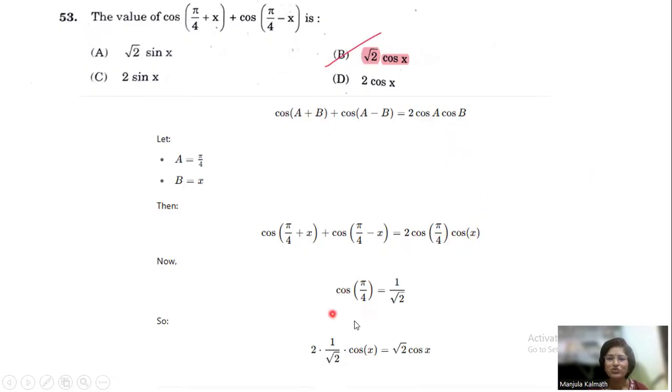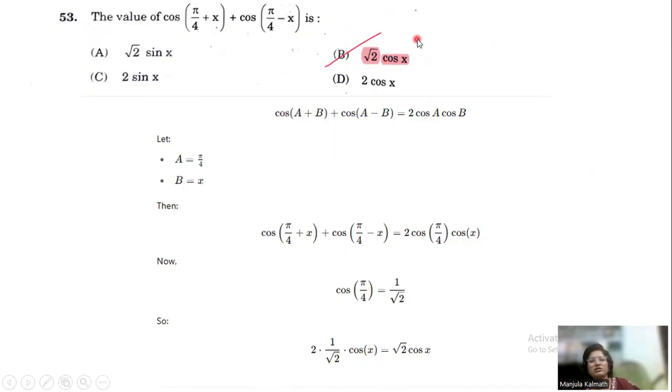What is the value of cos pi by 4 here? That is 1 by root 2. We just substitute this value: 2 into 1 by root 2 into cos x. This 2 I can write as root 2 into root 2. One root 2 cancels with this, so 1 root 2 remains with cos x. This is root 2 cos x, the result of the given problem.